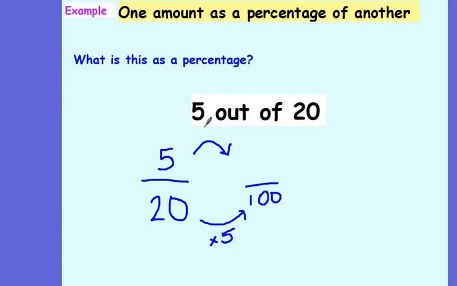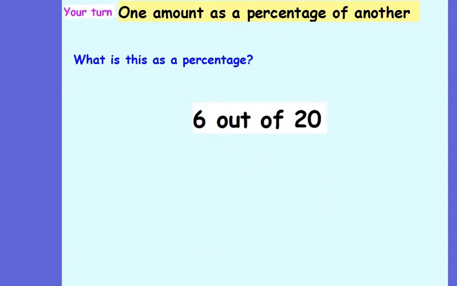Multiplying top and bottom by 5 will leave me with 25 out of 100 or 25%. So convert to a fraction and then to a percentage. Mini whiteboards here, 6 out of 20. Convert that to a percentage for me.